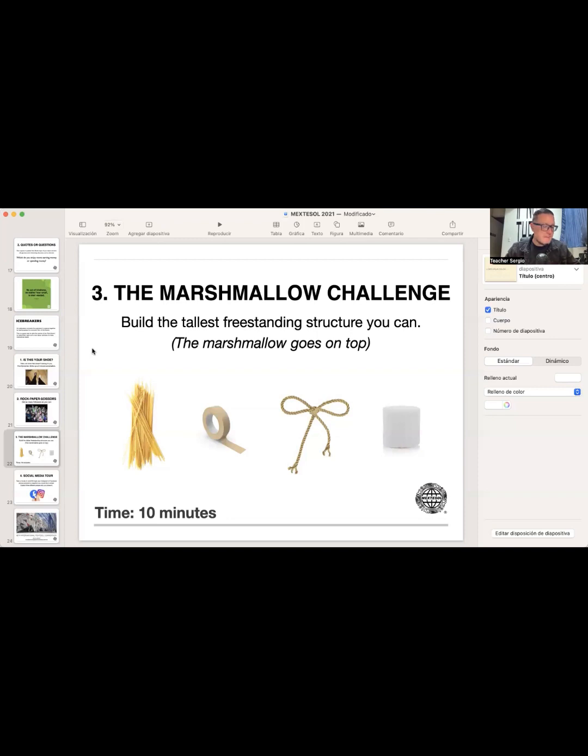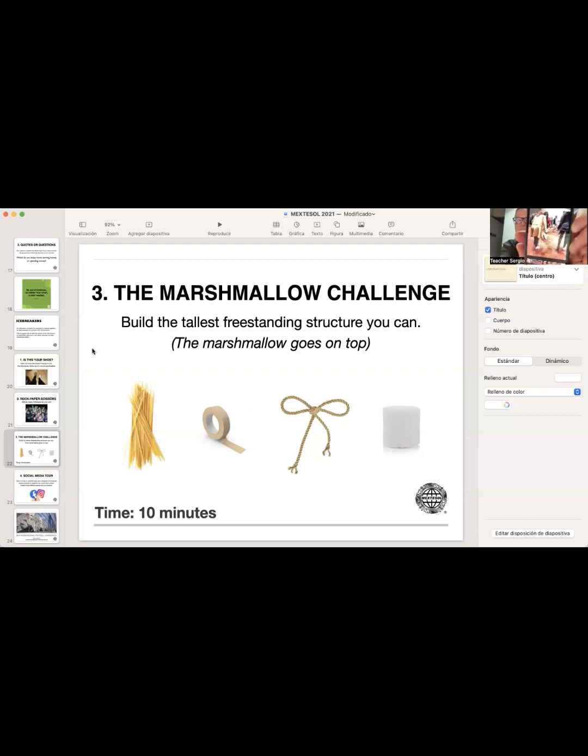I was looking for a picture right here because I definitely did it. I'm going to show you how my students performed these activities. And they can use tape. Yes, they definitely can use tape.